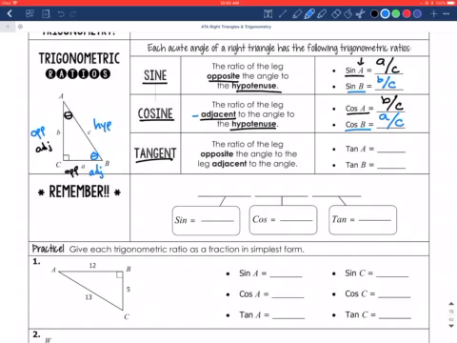And then lastly, we have tangent. Okay, so tangent is the opposite over the adjacent. Opposite divided by adjacent. So we're not using the hypotenuse at all. So if you look at tangent of A, and we use this theta, then the opposite, which goes up top, is A, and the adjacent, which goes on the bottom, is side B.